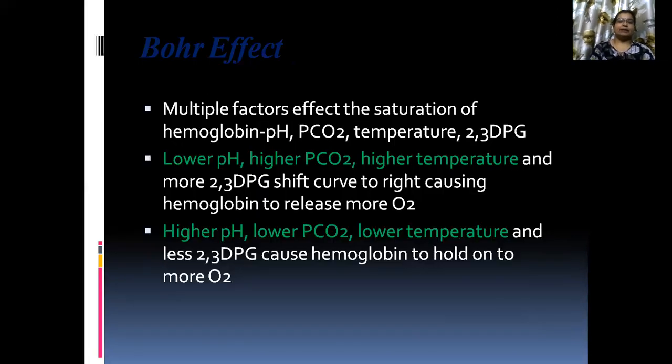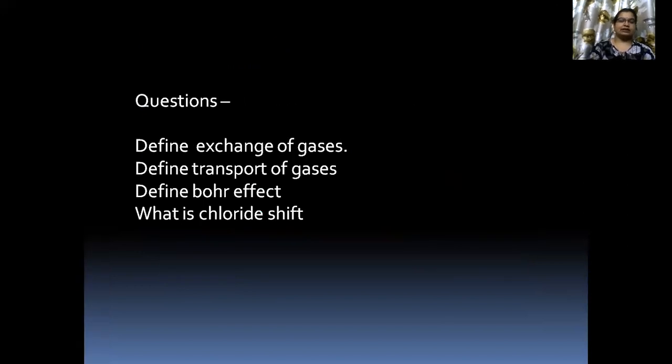Bohr effect. Multiple factors affect the saturation of hemoglobin like pH, PCO2 meaning partial pressure of CO2, temperature and 2,3-DPG, diphosphoglyceric acid. Lower pH, higher partial pressure of CO2, higher temperature and more 2,3-DPG shift the curve to right, causing hemoglobin to release more oxygen. Higher pH, lower PCO2, lower temperature and less 2,3-DPG cause hemoglobin to hold on to more oxygen. And there are some questions.